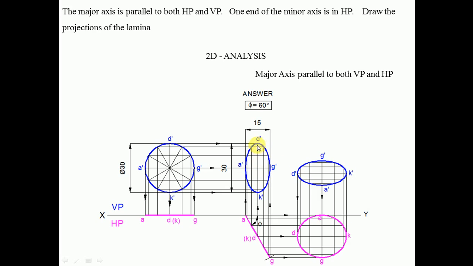Then measure the length from D dash to this point. From D dash you mark this point. Similarly from K dash you mark this point. You are going to get this. Then measure the length from D dash to this point. From D dash you mark this point. Similarly from K dash you mark this point. You are going to get this. Then measure the length from D dash to this point. From D dash you cut an arc on this. All these things have to be done using the compass.